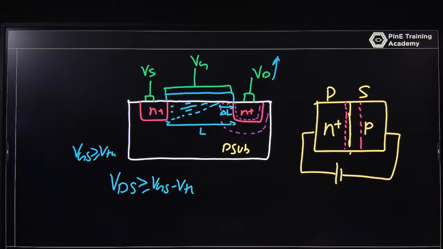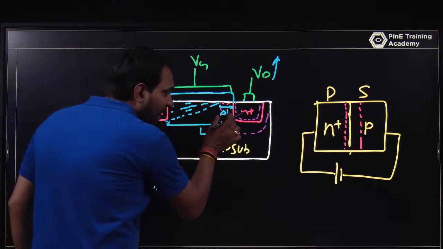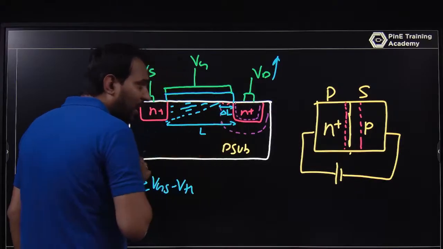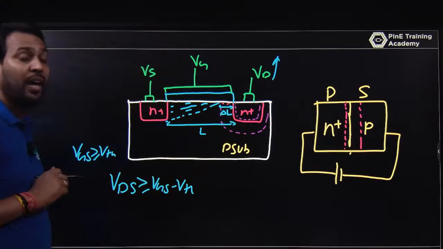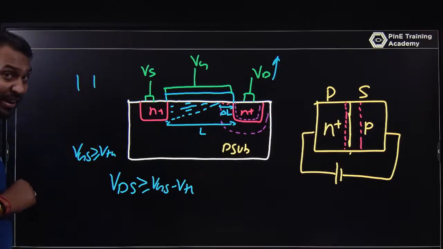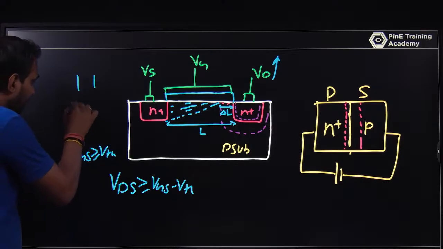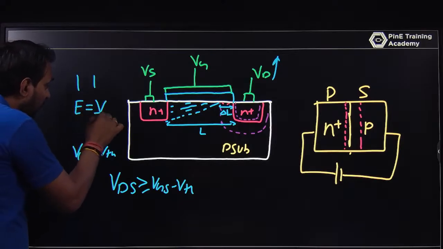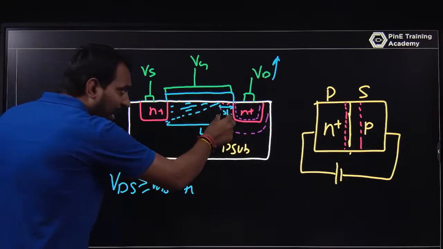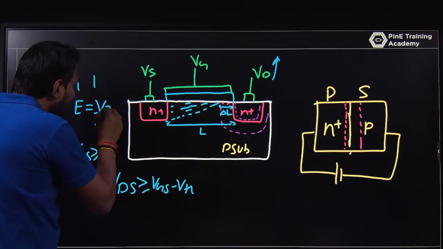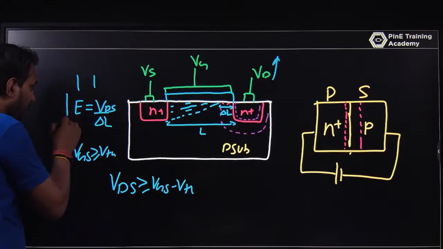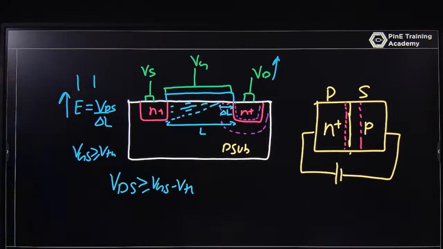And so it will be what? Those are immobile ions. You have a charge here and you have a charge here. It will be formed at two plates, two conducting plates. So of course there is an electric field here. The electric field E is equal to V upon delta L, where V is VD, VDS. So if delta L is very small, the electric field is very, very high.